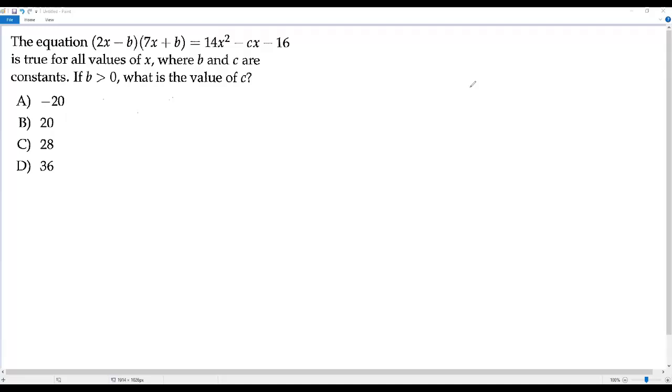The equation (2x − b)(7x + b) = 14x² − cx − 16 is true for all values of x, where b and c are constants. If b is greater than 0, what is the value of c?